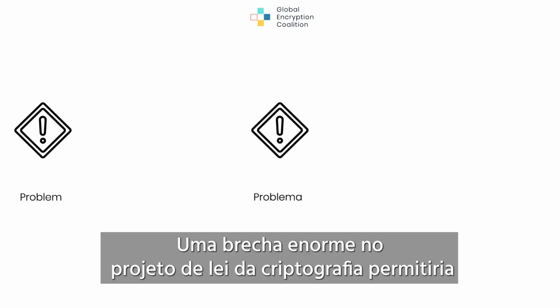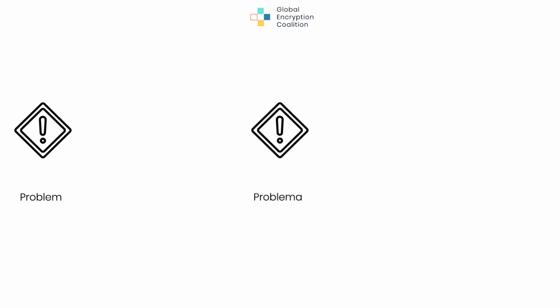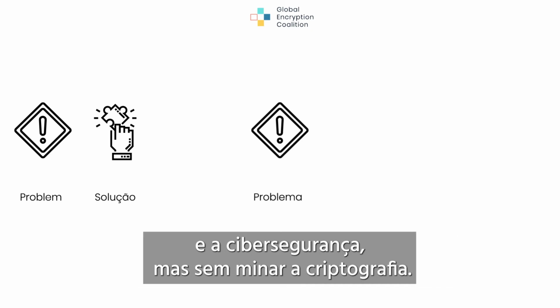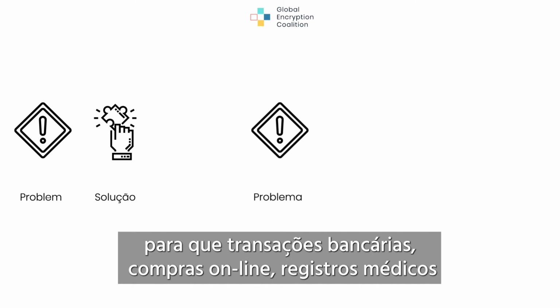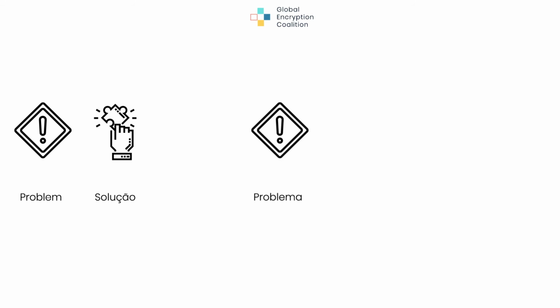Problem. A major loophole in the encryption bill would enable an attack on service providers who provide encrypted communications. Solution. Public safety can be protected without compromising privacy and cybersecurity, but not by undermining encryption. We need a new clause to prevent an encryption backdoor so banking transactions, online purchases, medical records, and our communications with friends and family are protected.